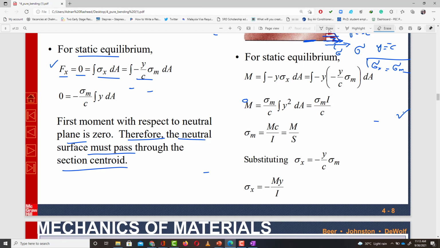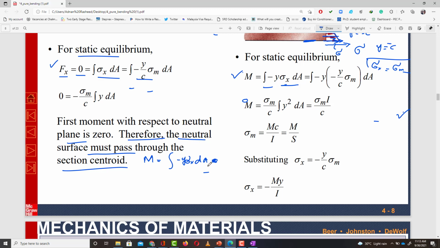Now we already discussed that the moment about the z axis is equal to M, and that was equal to the integral of minus y sigma x into dA in our earlier slides. That moment about z, which is equal to M, is the integral of minus y into sigma x into dA, and that is equal to M, not equal to 0.